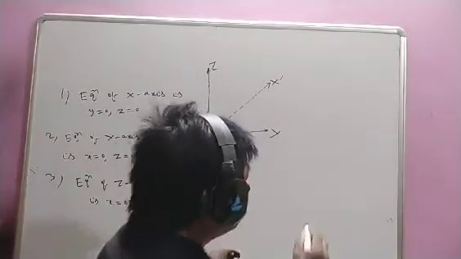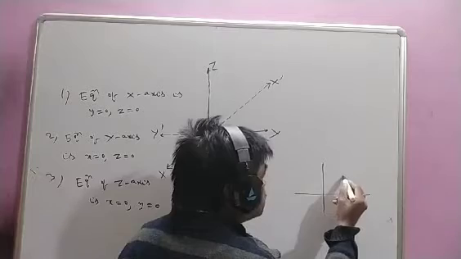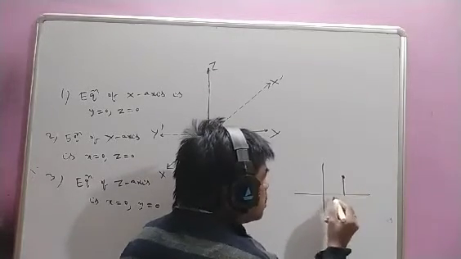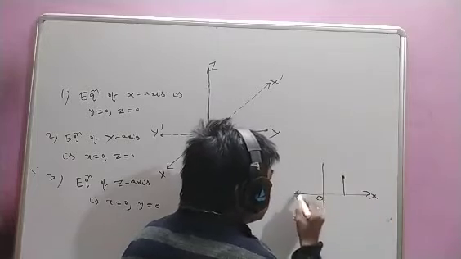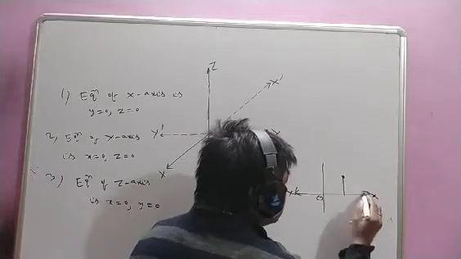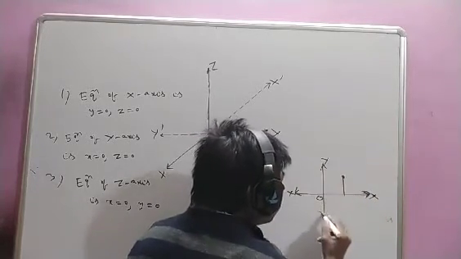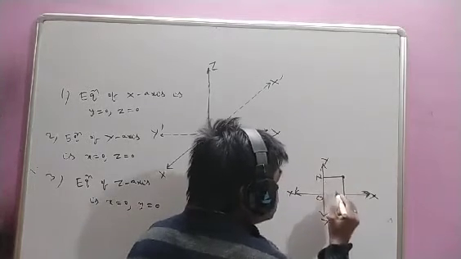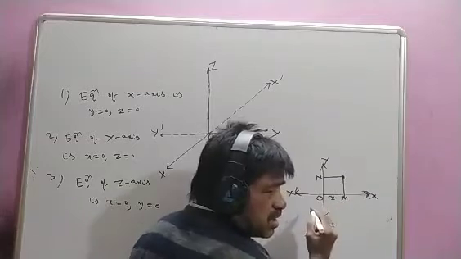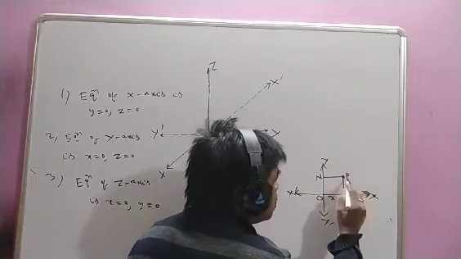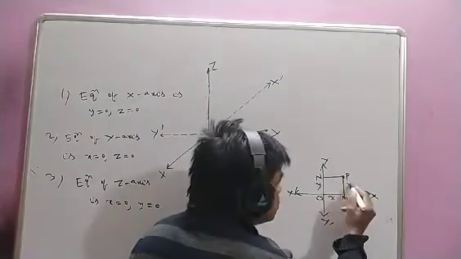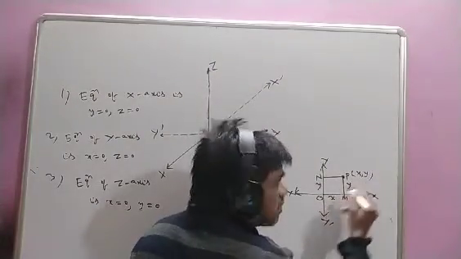So how to find the coordinates of a point in 2D? Suppose this is a point. How to find the coordinates of this point? You draw a perpendicular from this point on the x-axis, and draw a perpendicular from this point on the y-axis. Suppose this is m and this is n. Then the distance from the origin to this is called the x coordinate, and this height is called the y coordinate. So the coordinate of this point is (x, y).